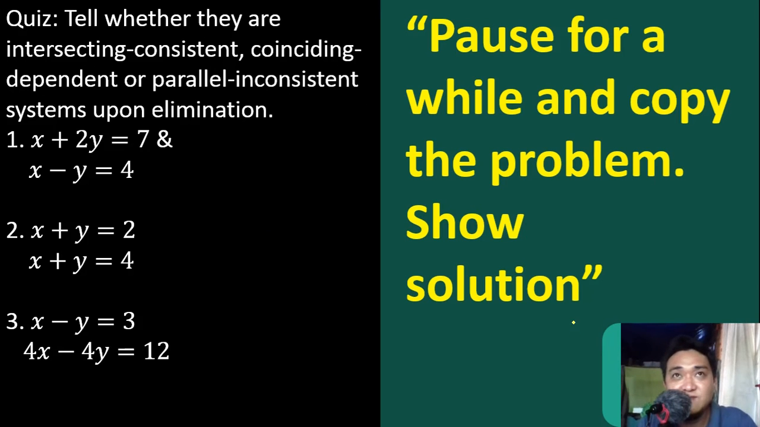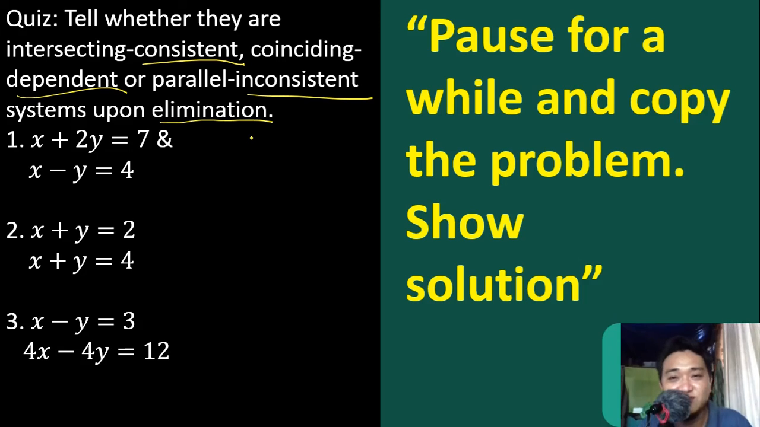Now, I'm going to leave a home quiz for you to answer at home. Ano po? I want you to tell whether they are consistent, dependent, or inconsistent systems. Ang gagamitin nyo po is elimination. You can also make use of substitution. Feel free to use either of the two methods. Take note, you don't have to graph anything here. I just want you to solve these linear systems by means of elimination. And please tell kung sila ay consistent, dependent, or inconsistent systems.